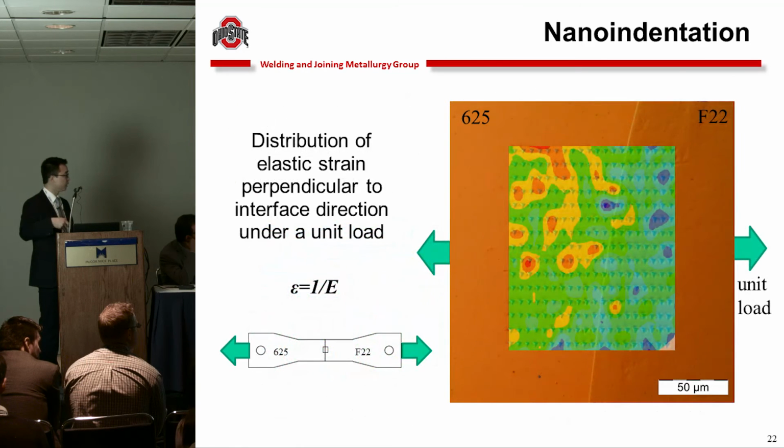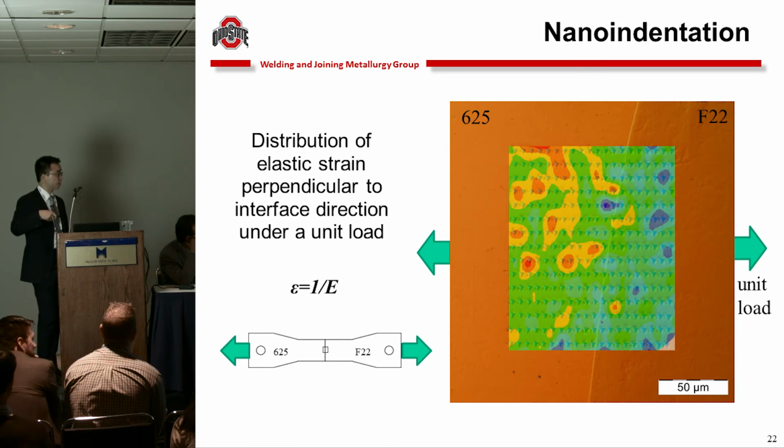Why do we focus on this elastic strain map? Because in the future I will do the delayed hydrogen cracking test or the surface stress cracking test. The sample will be loaded in a tensile stress. So if we assume the tensile stress is 1, because we know the Young's modulus, then we will know the distribution of the elastic strain in a certain area.